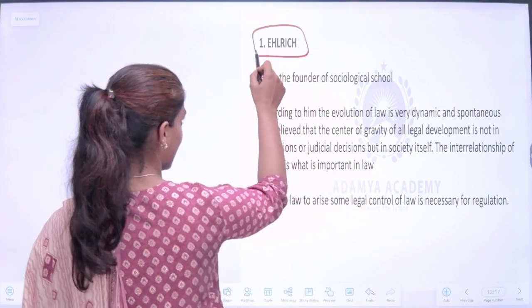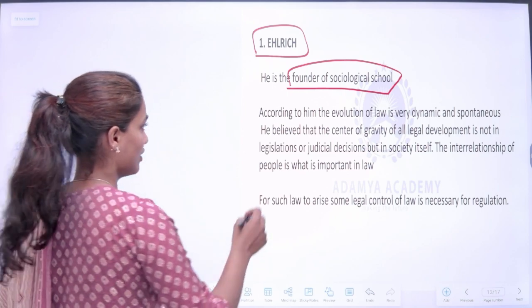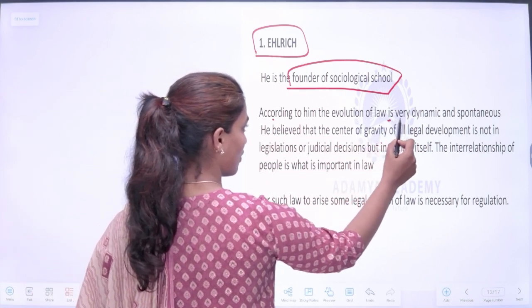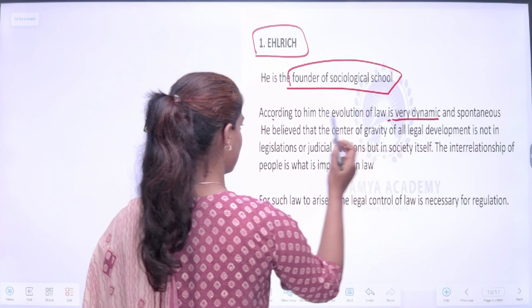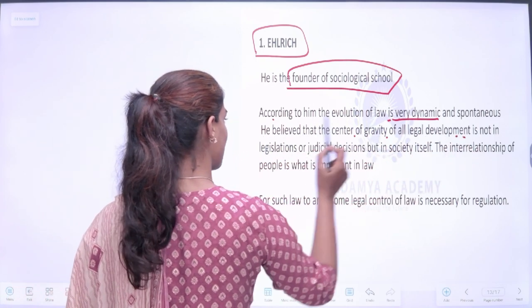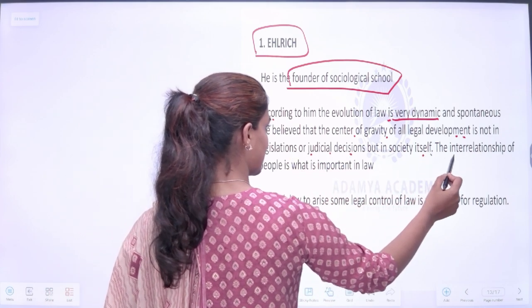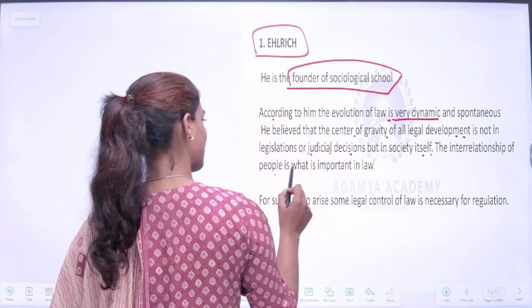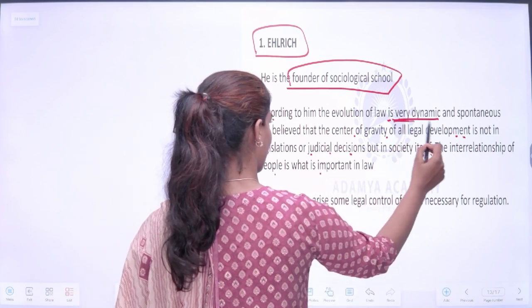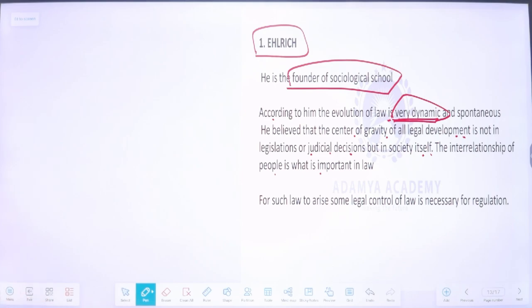Now we will study Ehrlich, who is the founder of the sociological school. According to him, the evolution of law is very dynamic and spontaneous. He believed that the center of gravity of all legal development is not in legislation or judicial decisions, but in society itself. The interrelationship of people is what is important in law. So he considers law to be very dynamic. What does it mean?